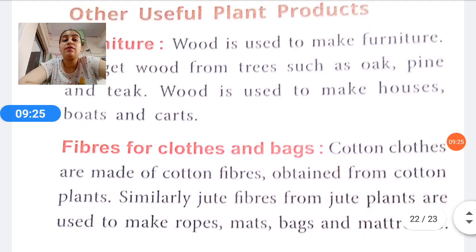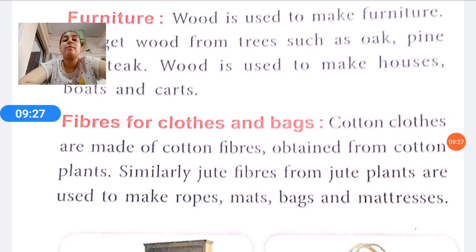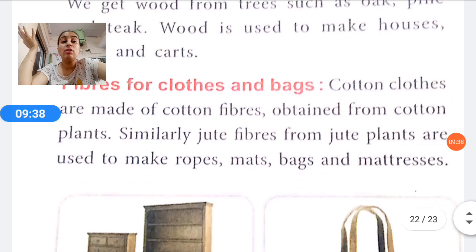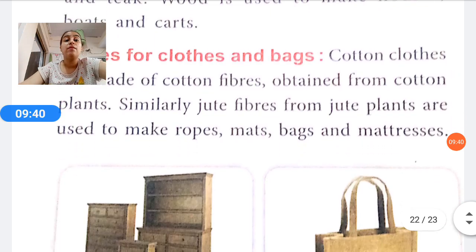Now fibers for clothes and bags. Cotton clothes, how are they made? They are made of cotton fibers, which are obtained from cotton plants. Similarly, there are jute bags. Jute fibers that we get from jute plants are used to make ropes, mats and bags.